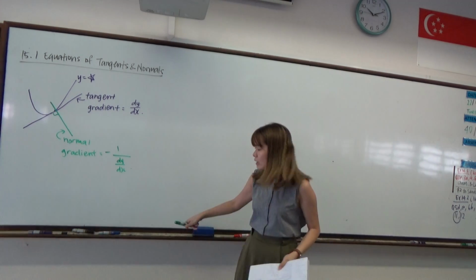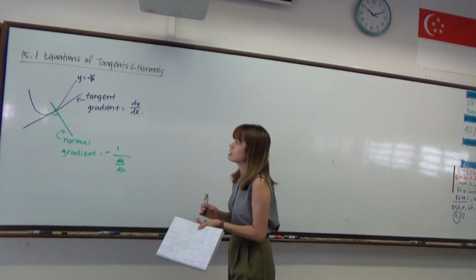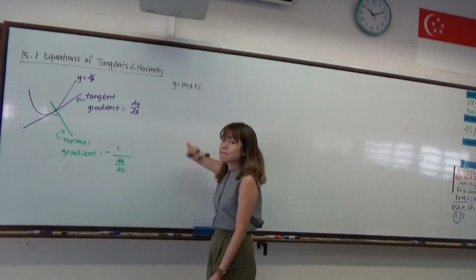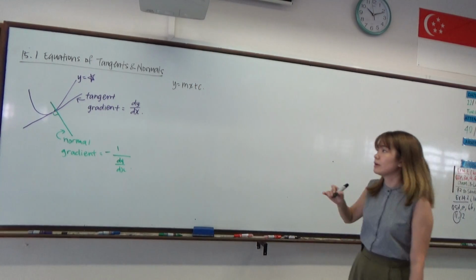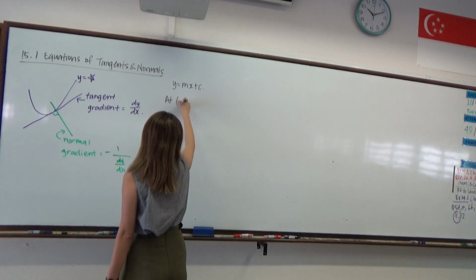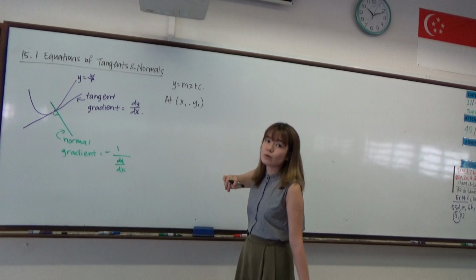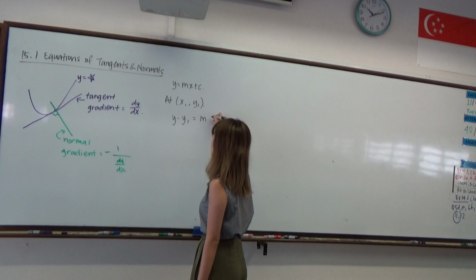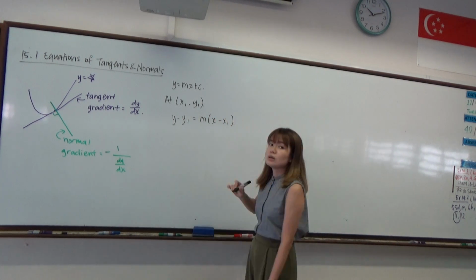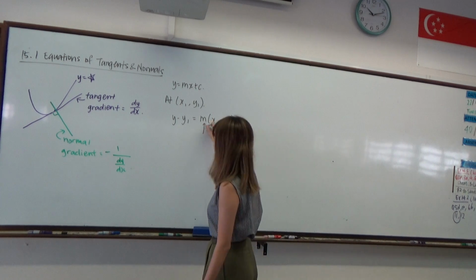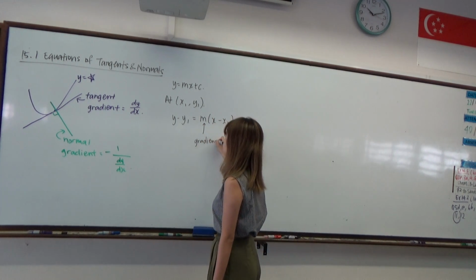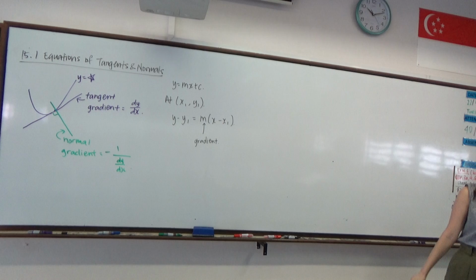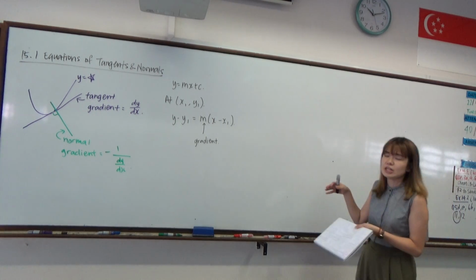So then also last year we have covered what is the equation of a straight line. In E Math we have covered y equals mx plus c. Then in A Math we learned another formula, right? If we have a particular point, x1, y1 for example, we know it's y minus y1 equals to the gradient m times x minus x1, whereby m is the gradient that we're referring to. So these are all things that we have covered last year. Then this year we just put in the idea about differentiation.